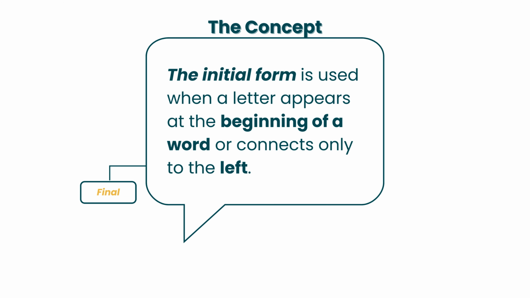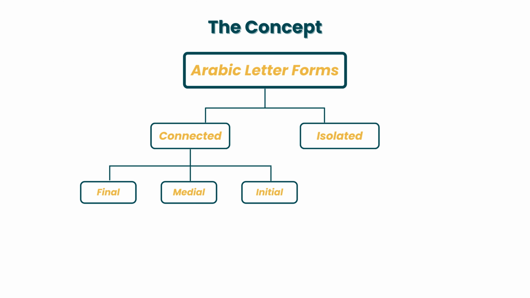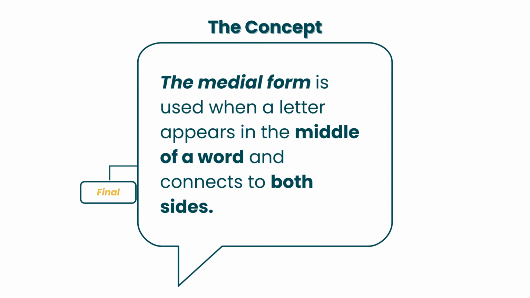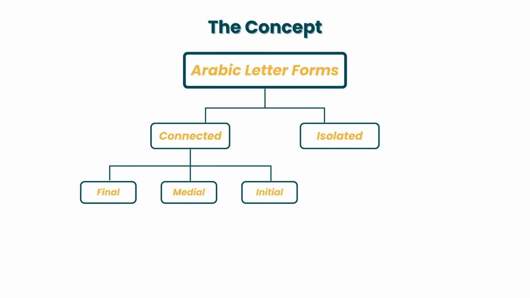The initial form is used when the letter is at the beginning of a word or when it is only connected to the left side. And the medial form is used when the letter is in the middle of a word and when it is connected to both sides. The final form is used when the letter is at the end of a word or when it is connected only to the right side.